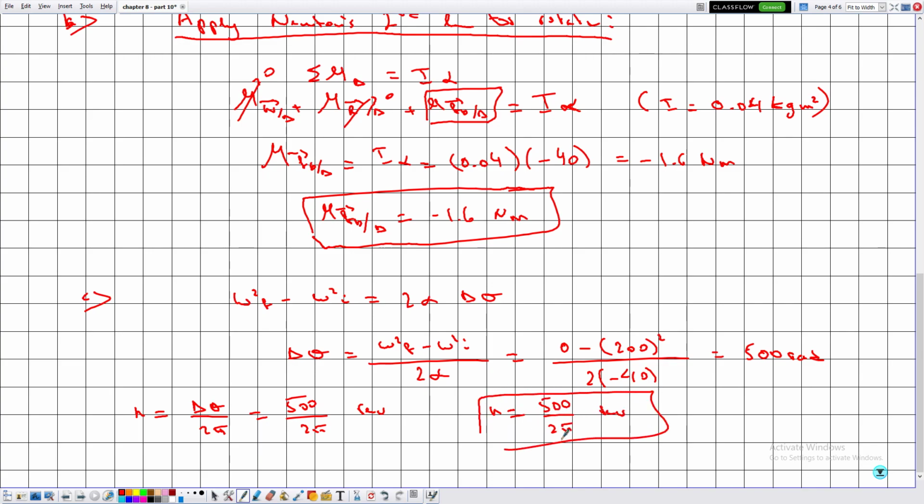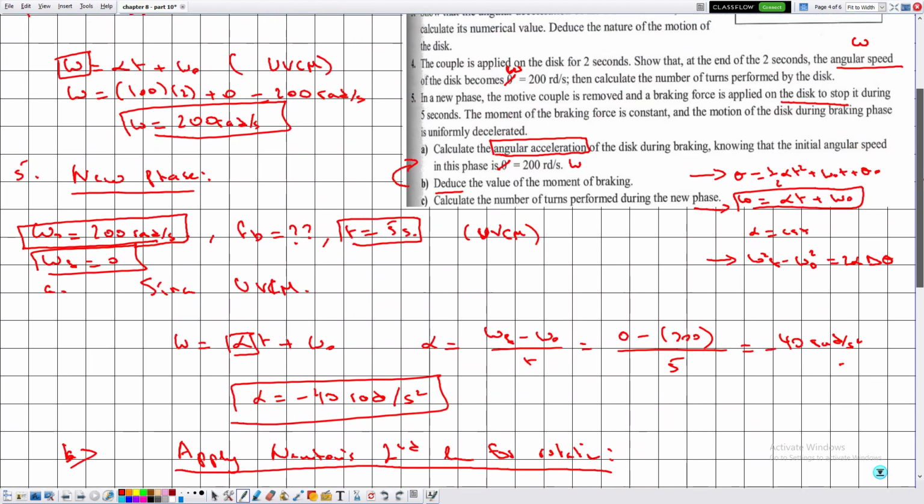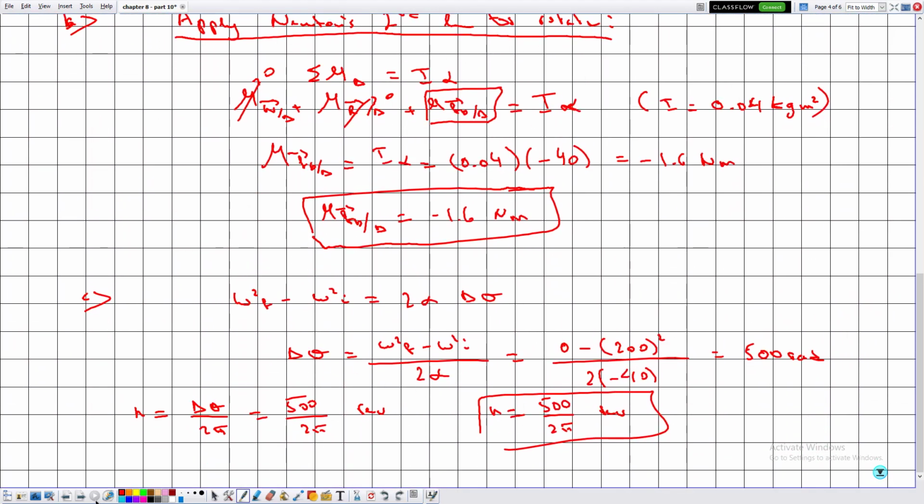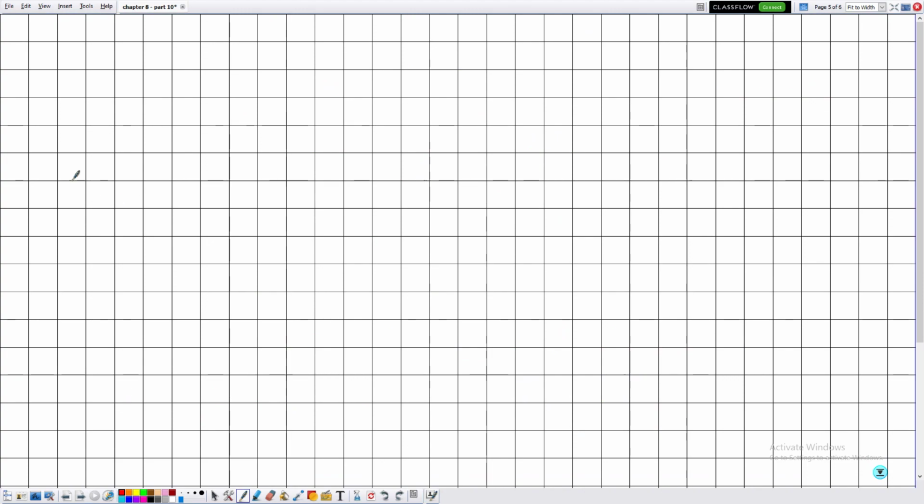So this is it for this exercise. Now let me explain the following note, which is extremely important: why omega is denoted by theta prime, and why alpha is denoted by theta double prime. So why does this happen?